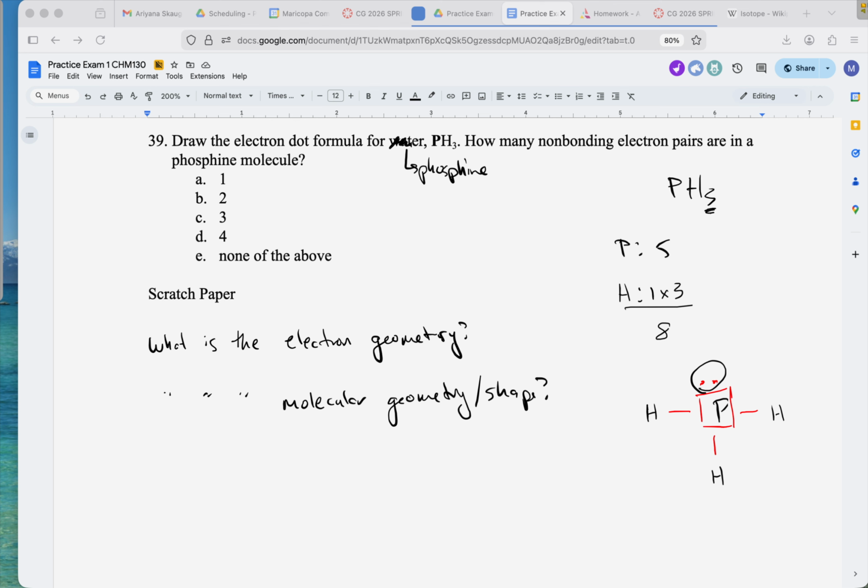How do you know that? Someone sat down and said that shape is tetrahedral. You have to know that. So that is something that you should just memorize.